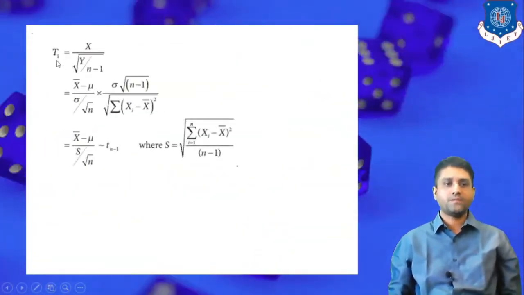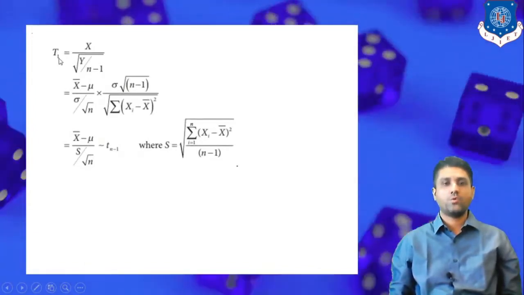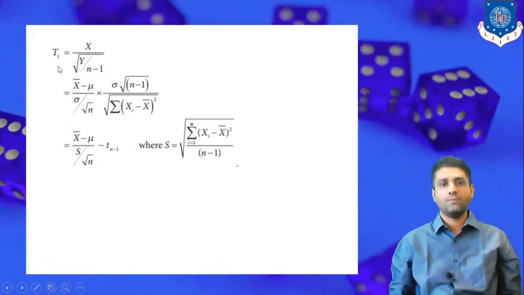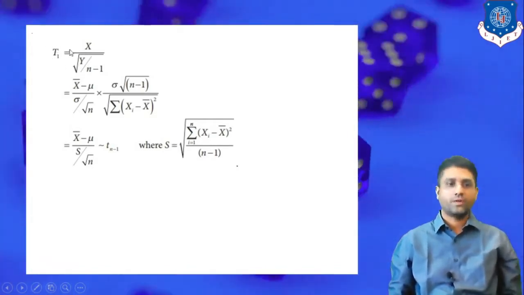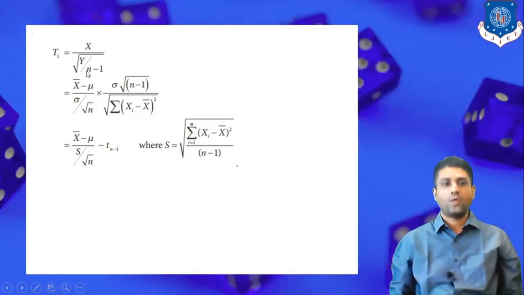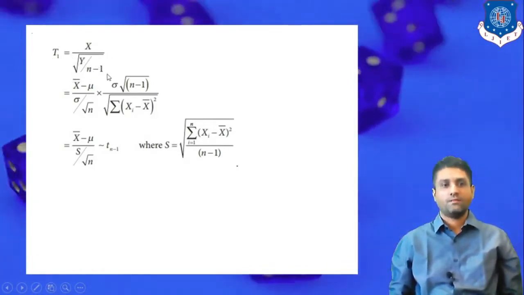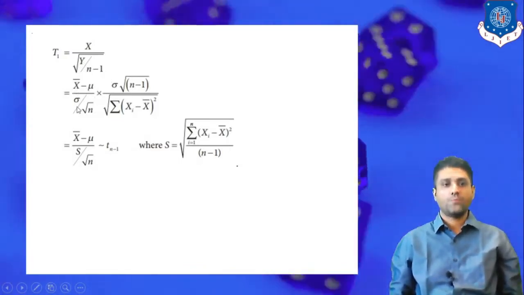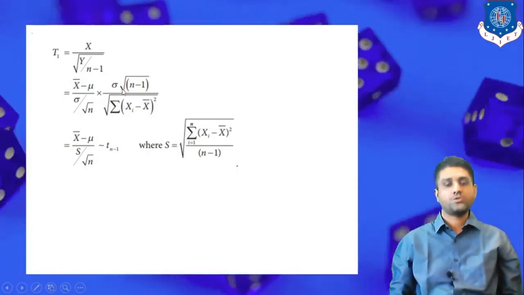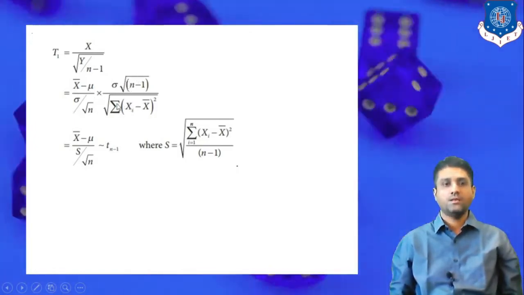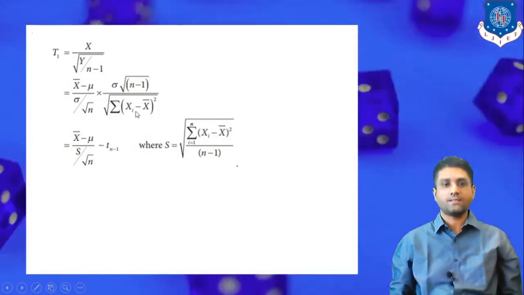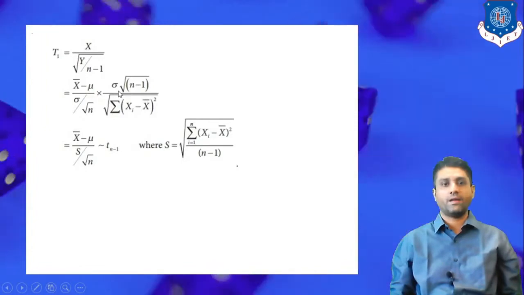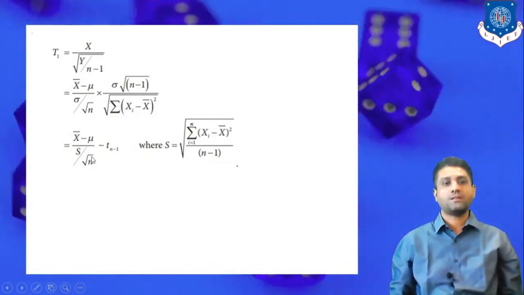For the first application, we assign the suffix 1, but you can simply write t only. So t is equal to capital X upon square root of Y upon n minus 1. This is also equivalent to (x bar minus mu) upon sigma upon square root of n, into sigma into square root of n minus 1 upon square root of the sum of (xi minus x bar) whole square. These are nothing but the derivation of the t-test. So finally we have to remember this quantity.